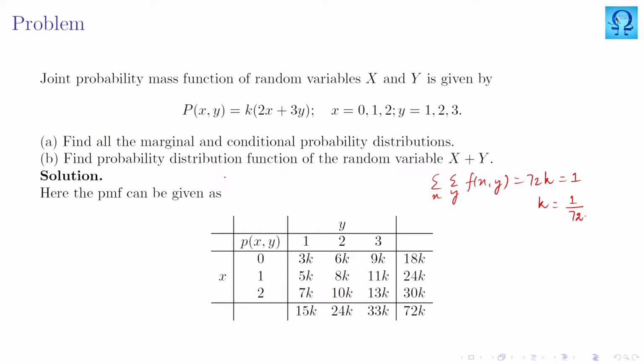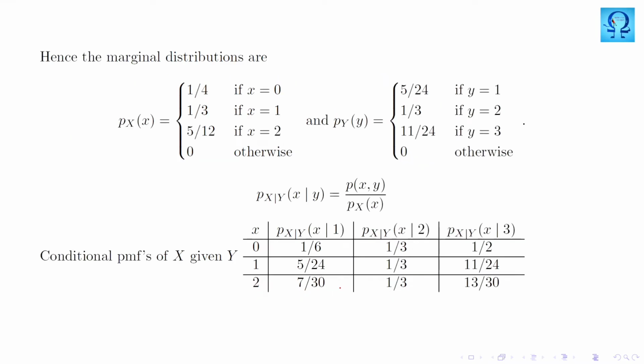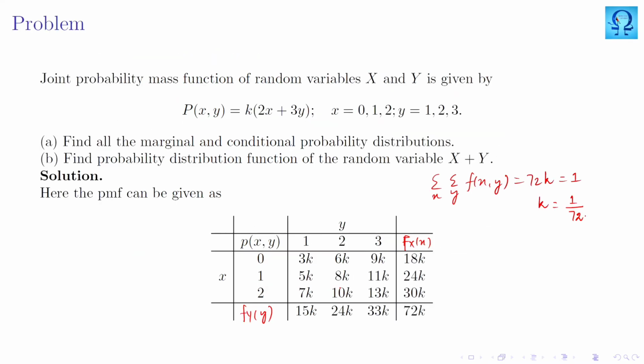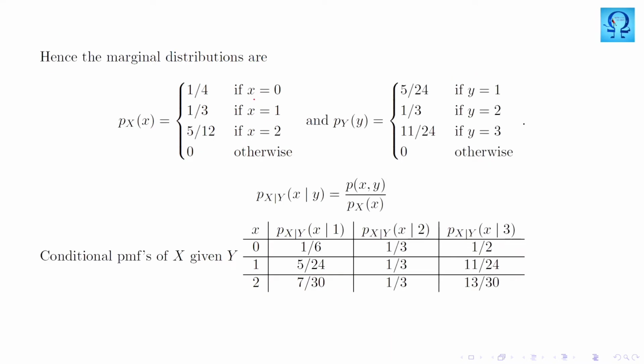Now we are asked to find out the marginal probability. First of all, we will have to find out the marginal probability distributions. This is the f x of x for different values of x, and this is f y of y for different values of y. This shall be listed like this. Here x is going to take only three possible values, we calculate it, and similarly y is going to take three possible values, we just calculated it.